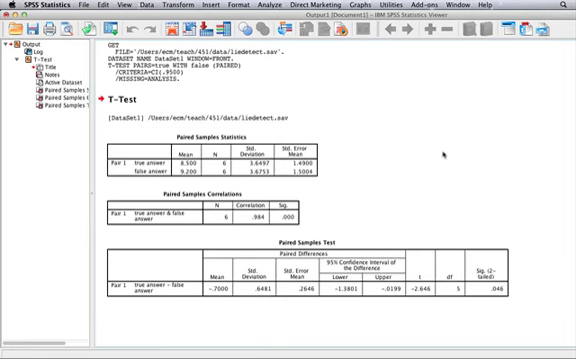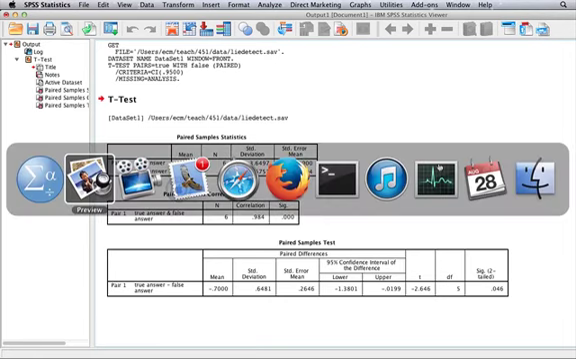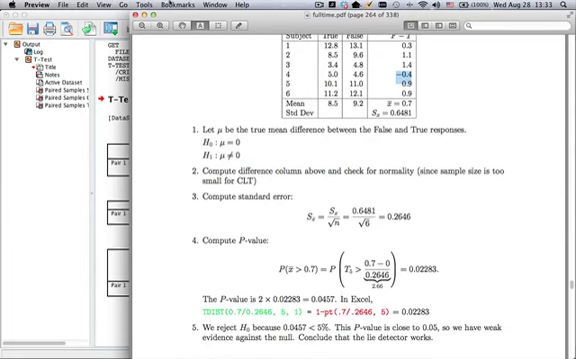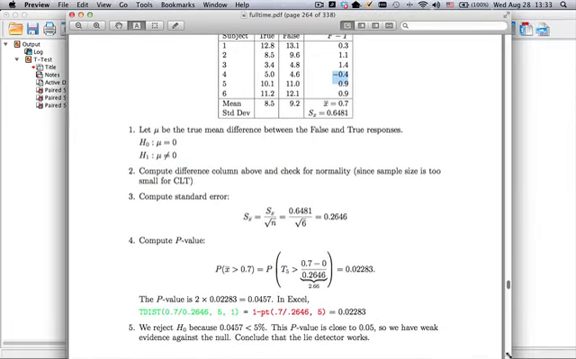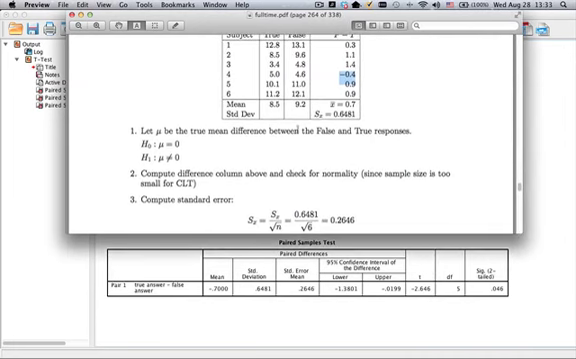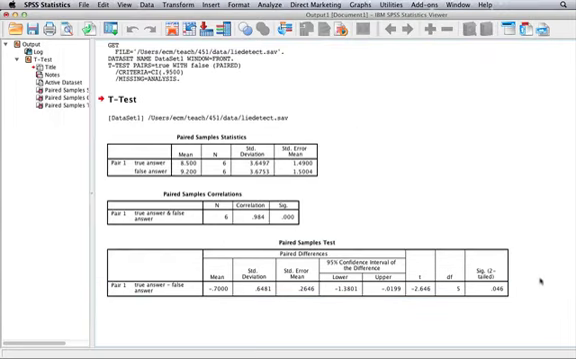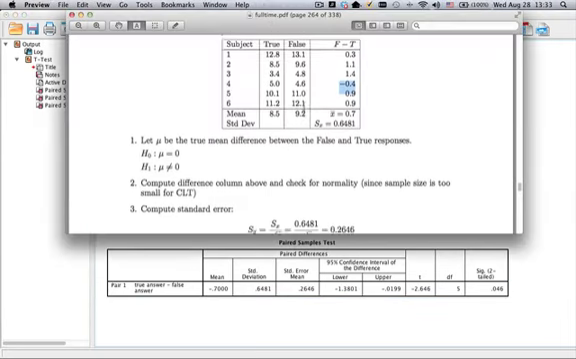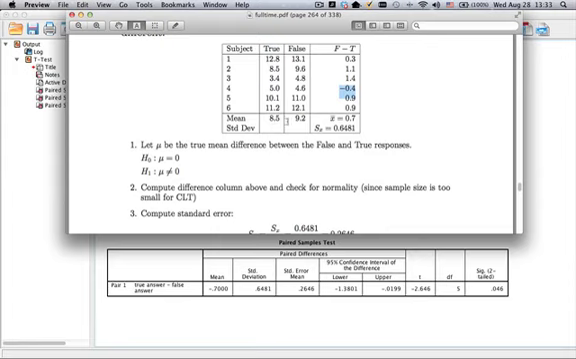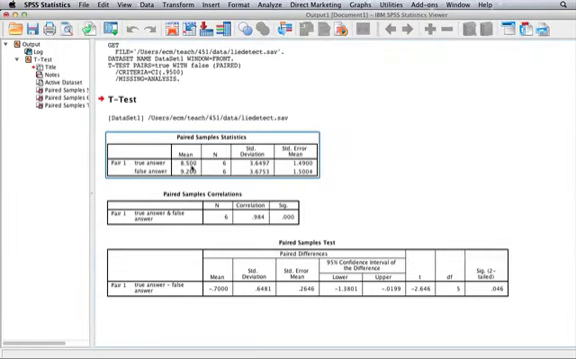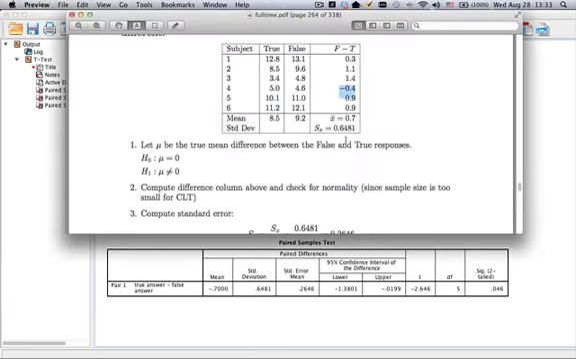Now, why don't we go back to the course packet for a second, and I'm going to try to make this a little bit smaller so that I can show you a comparison between what's in here and what's in the course packet. So first off, the mean response for true is 8.5, the mean response stress level for false is 9.2. These both show up in the descriptive statistics box at the top. Now, if we find the difference, the mean difference was 0.7.